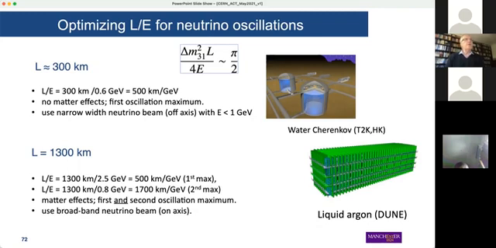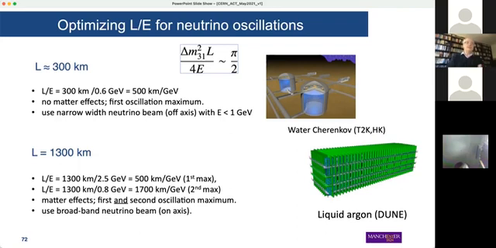Now, if we choose the first length scale, in order to get to 500 kilometers, which was the first oscillation maximum, we need something like a beam energy of half a GeV. In that case, because it is such a short distance, we'll probably not see any significant matter effects, and we'll be sensitive to the first oscillation maximum.